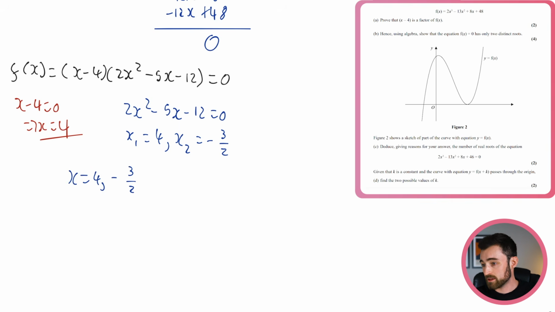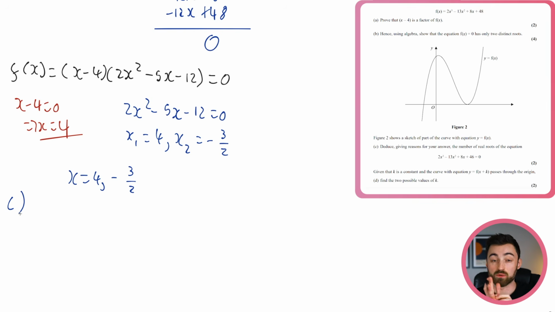Part C says, deduce, giving reasons for your answer, the number of real roots of the equation, this. Okay, so there's going to have to be some relationship between what we've already done and that, okay? So the first thing is we've been shown an image of f of x, okay?